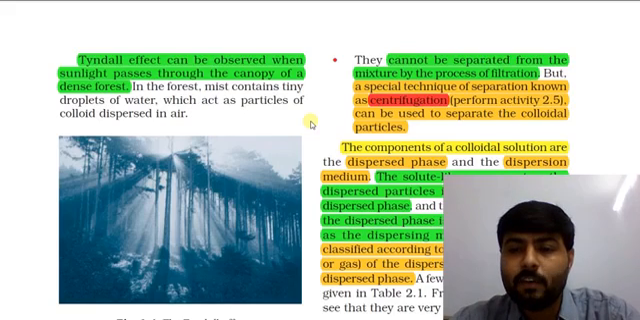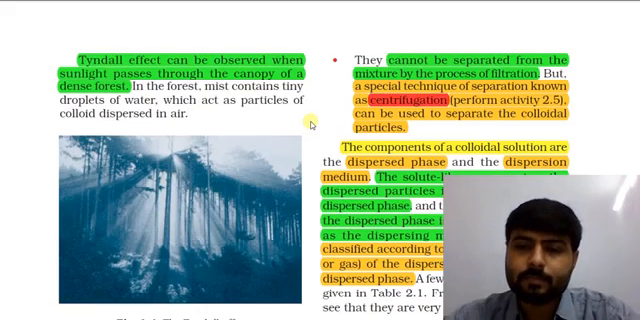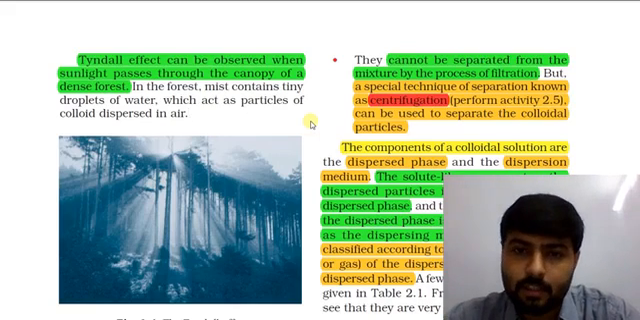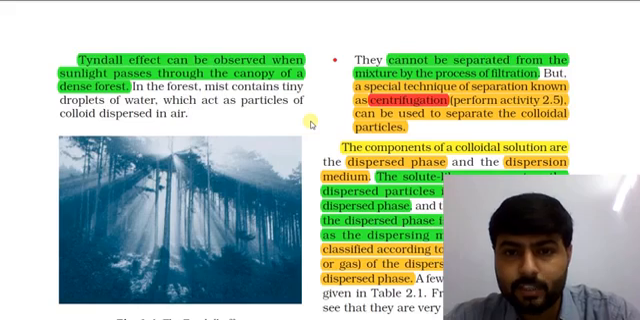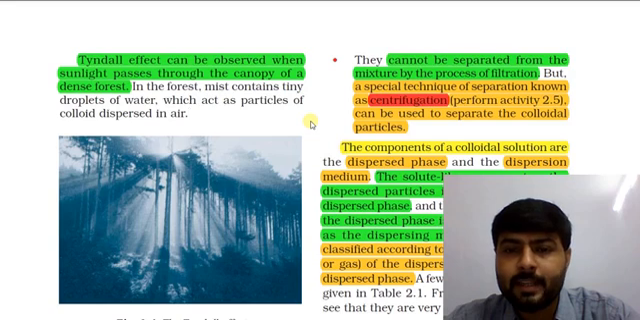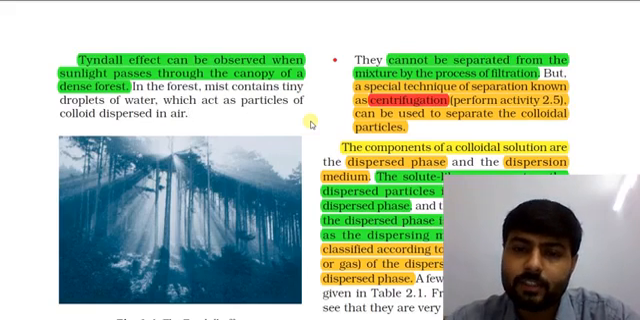But a special technique of separation known as centrifugation can be used to separate the colloidal particles. Note it and remember, the special technique to separate colloidal particles is known as centrifugation. We will study this centrifugation process in this chapter only. For the time being, only remember that the process needed for separation of colloidal particles is the centrifugation technique.